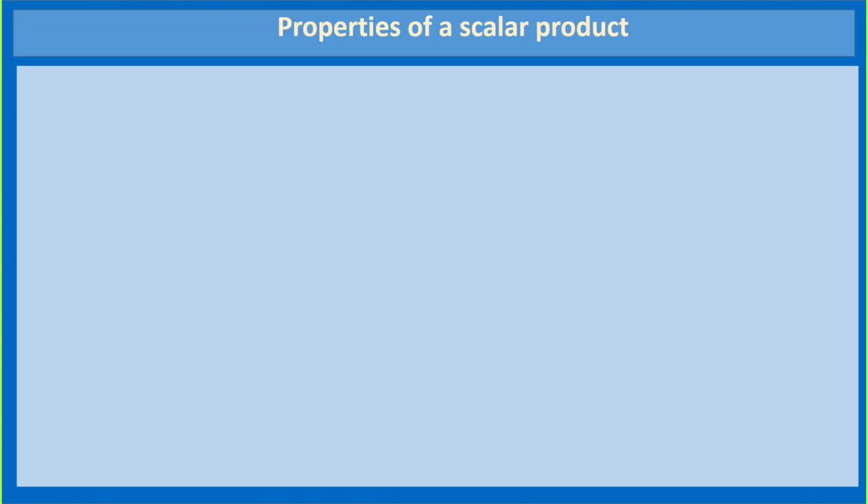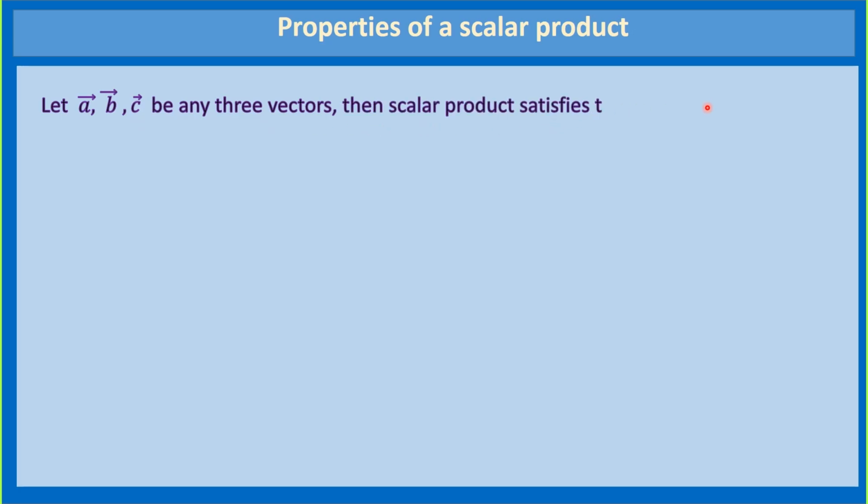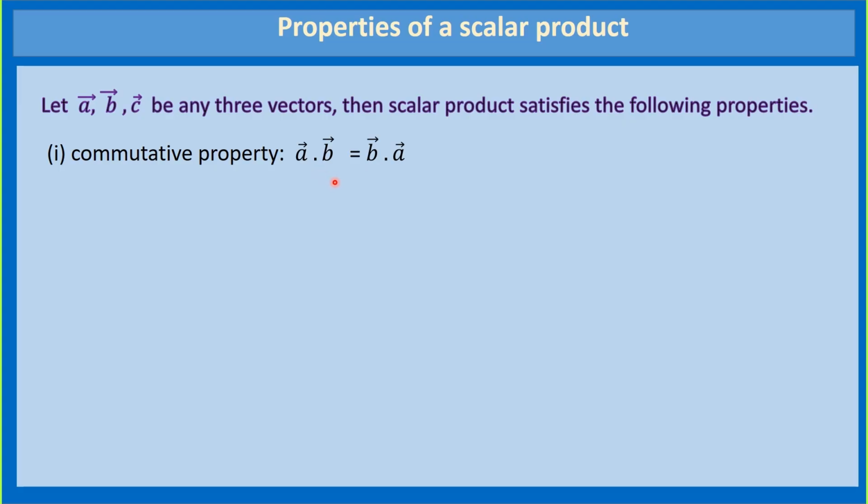Now we are learning properties of a scalar product of vectors. Let vector A, vector B, and vector C be any three vectors, then the scalar product satisfies the following relation. The first one is commutative property. Vector A dot vector B is equal to vector B dot vector A. This is the commutative property. And the second one is distributive property. The distributive property states that when the sum of vector B and C is multiplied with vector A, that is equal to vector A dot vector B plus vector A dot vector C.